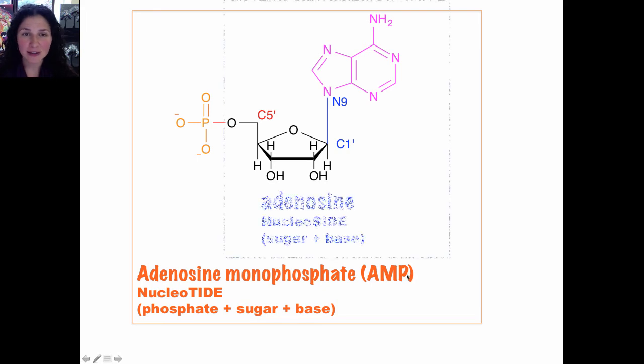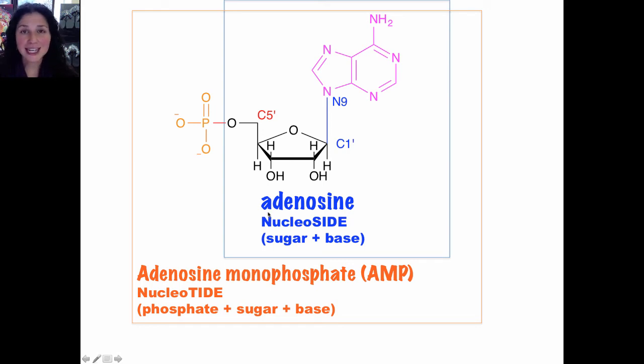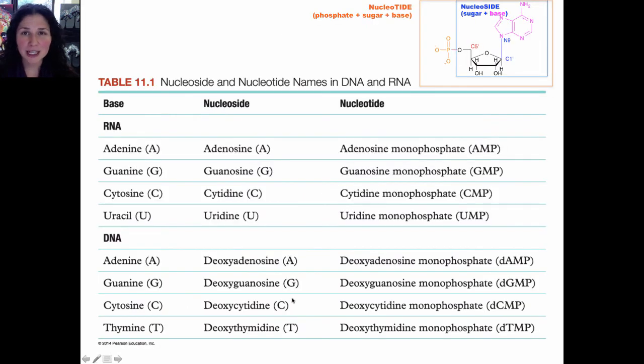A simpler version of this is called a nucleoside. A nucleoside is the sugar plus the base without the phosphate group, and this nucleoside is called adenosine. You take the name of the nucleoside and combine it with the number of phosphate groups to make the nucleotide name. The base in this case is adenine. The base name is different from the nucleoside name, and that is different again from the nucleotide name. There's a table in your textbook that lists the name of all of these things.